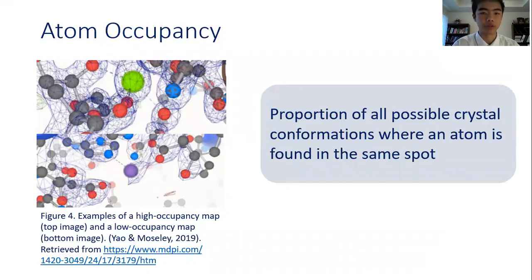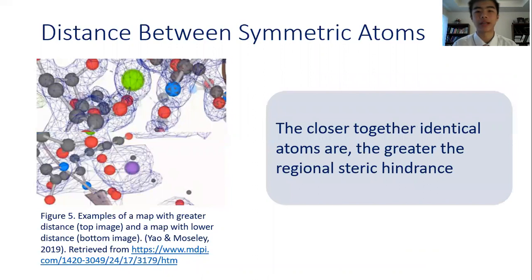The next metric that was used was the distance between symmetric atoms. Symmetric atoms are identical atoms found in neighboring crystal unit voxels, which is another name for the unit of a 3D map. And the reason why they were used is that the closer together these identical atoms are, since they have the same electron densities, that could increase the amount of steric hindrance within that entire region, and thus cause the atoms to shift around and thus reduce the overall quality of that model.